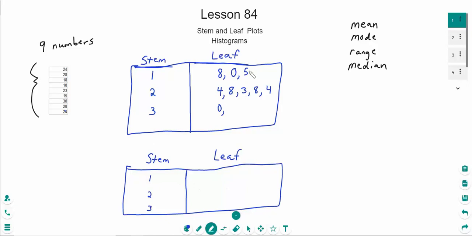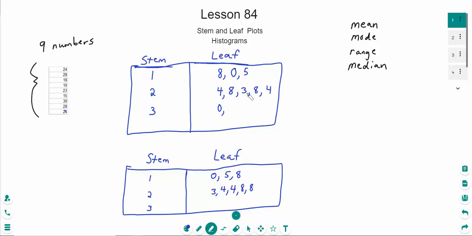So we have an 8, 0, 5, but now I'm going to write those from smallest to largest. So I have a 0, 5, and then an 8. 0, 5, 8. Okay. Then I'm going to write the leaves for the 2 from smallest to largest. So I have a 3, but then I have a 4, and then, let's see, 2 4s actually. 2 4s, and then 2 8s. So there are my leaves for my 2.